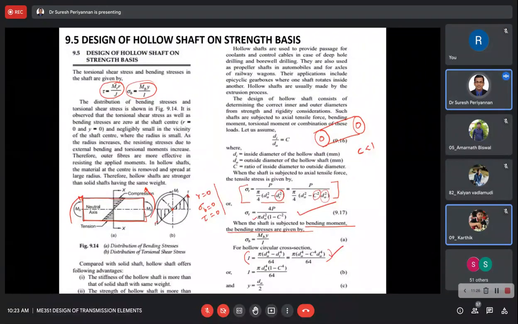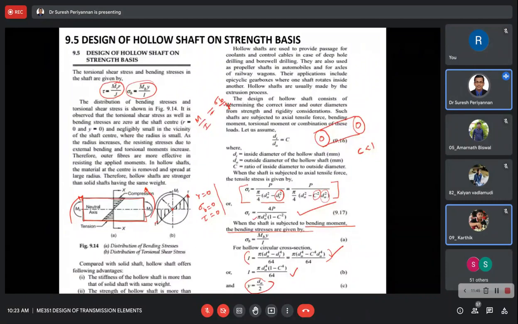Here again use this c ratio. Then I is equal to pi d naught power 4 into 1 minus c power 4 divided by 64. This is I. Now what is y here? M by I is equal to sigma b by y. This is the governing equation of bending, right? And y is nothing but d naught by 2.